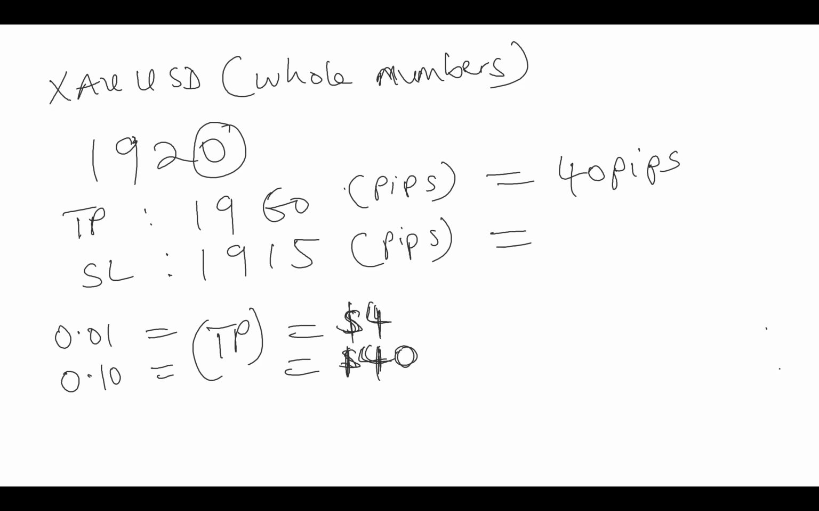Now for the stop loss, this is where it's going to look tricky. For the stop loss, look at it: 1920 minus 1915. You're not losing $5. Don't confuse yourself. This is a 5 pips SL. Do you understand? This is a 5 pips SL.